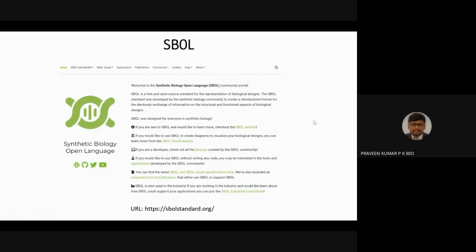And for synthetic biology, we can develop the synthetic biology circuits through the Synthetic Biology Open Language, like SBML, which you have studied as Systems Biology Markup Language. This is a language we use, and this is the URL. One can see all the components of the gene and how to build the circuits using this website.